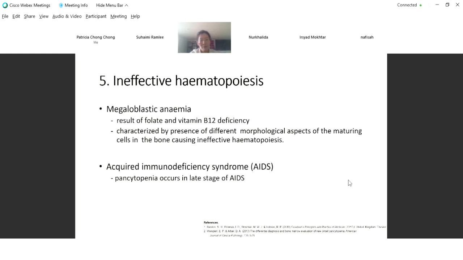The last cause of pancytopenia is ineffective hematopoiesis. One cause is megaloblastic anemia, which results from folate and vitamin B12 deficiency, and it is usually characterized by the presence of different morphological aspects of the maturing cells in the bone marrow, causing ineffective hematopoiesis. Also, acquired immunodeficiency syndrome (AIDS) will lead to pancytopenia in the late stage.